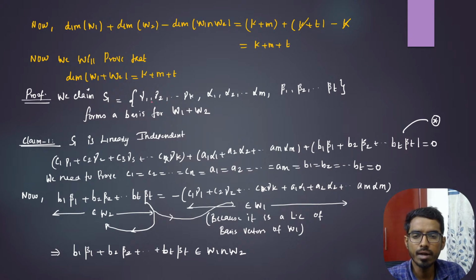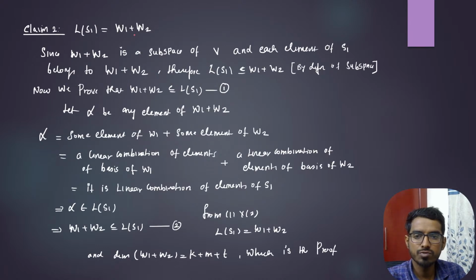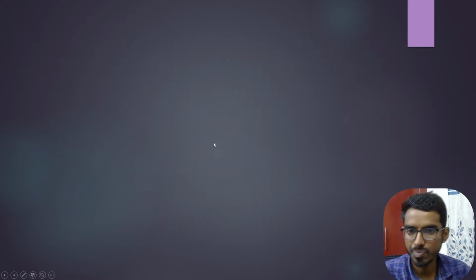So for linear independence, I need to multiply all with scalars. I need to prove all the scalars are equal to 0. So I have proved all the scalars are equal to 0. And for the linear span of S1 being contained in W1 plus W2, I need to show this is contained in this and this is contained in this. I'm taking some element in W1 plus W2. That means alpha is some element of W1 plus W2. I can always write that as a linear combination of the basis of W1 plus a linear combination of the basis of W2. So if I combine, I can always write a linear combination of elements of S1. So that means alpha belongs to the span of S1. So the proof is very easy, right?